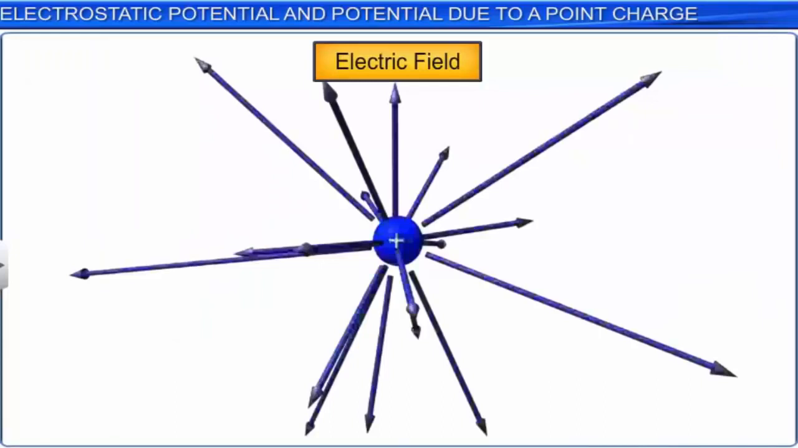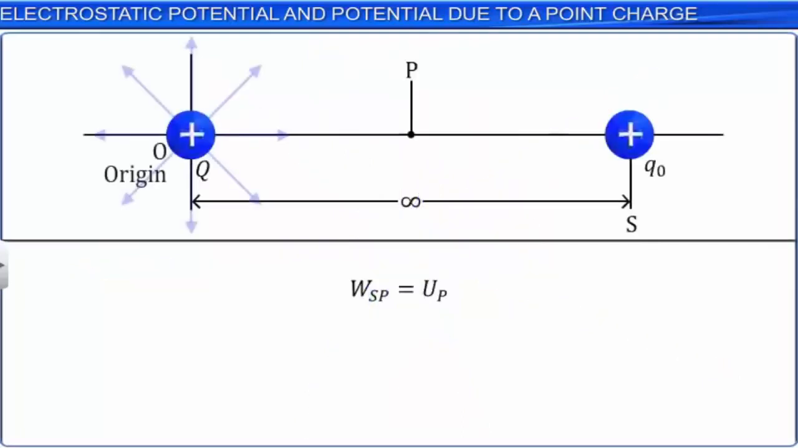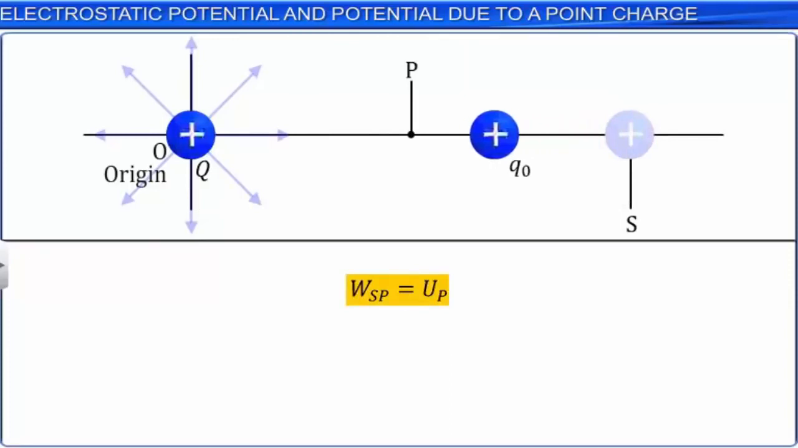We know that the work done by an external force to bring a charge q naught from infinity to a point in the electric field of any charge distribution is equal to the electrostatic potential energy of the charge q naught at that point. That is, the work done to bring the charge q naught from point S at infinity to P is equal to the potential energy of q naught at point P.